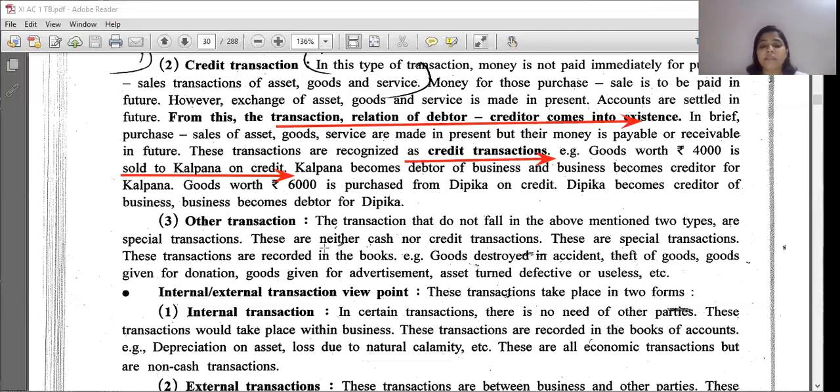These are neither cash nor credit. So, what kind of transactions are these? These are special transactions. These transactions are recorded in the books. And remember, I had said goods destroyed in accident, theft of goods, given for donation, goods given for advertisement, assets turned defective or useless, goods withdrawn for personal use. All this comes in other transactions. Is it clear? So internal and external viewpoint.